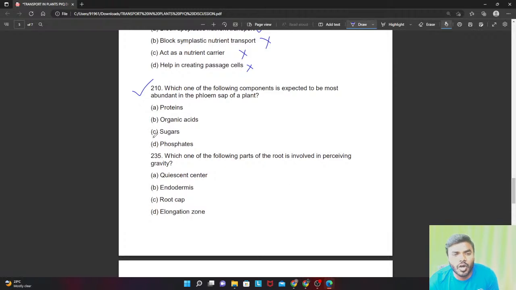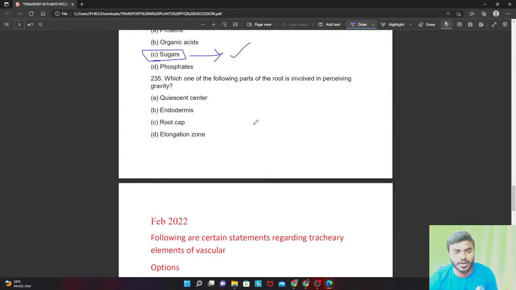So what will be the answer? Obviously sugars. In the phloem, what will be transported? Undoubtedly sugars. Apart from the sugars, nothing is going to be transported. Right.